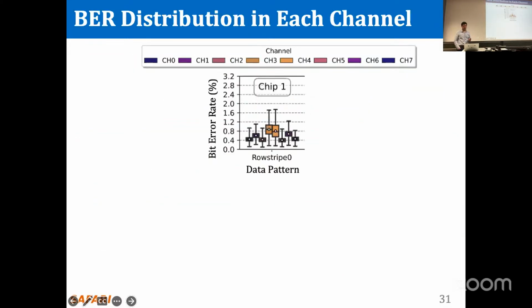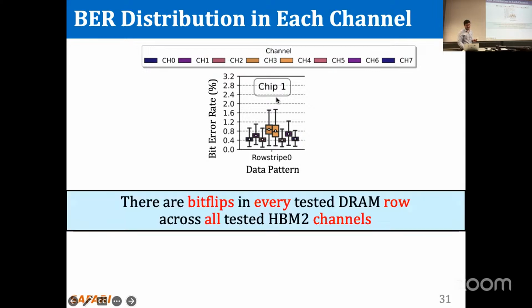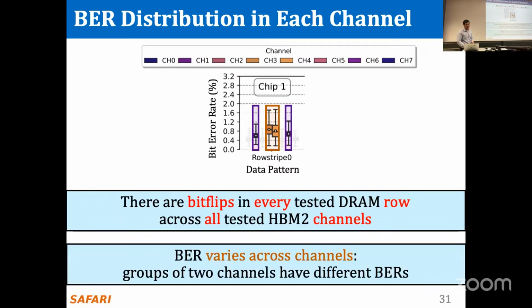So we'll look at the first one. You see the bit error rate on the y-axis. And we have the distribution of bit error rate across rows in each channel. Each box here shows you the distribution from one channel. We make 2 observations from this figure. First, we observe that there are bit flips in every tested channel. There's no channel that's resilient to RowHammer, which is expected, but it's a simple observation to make. And second, we see that bit error rate varies across channels.